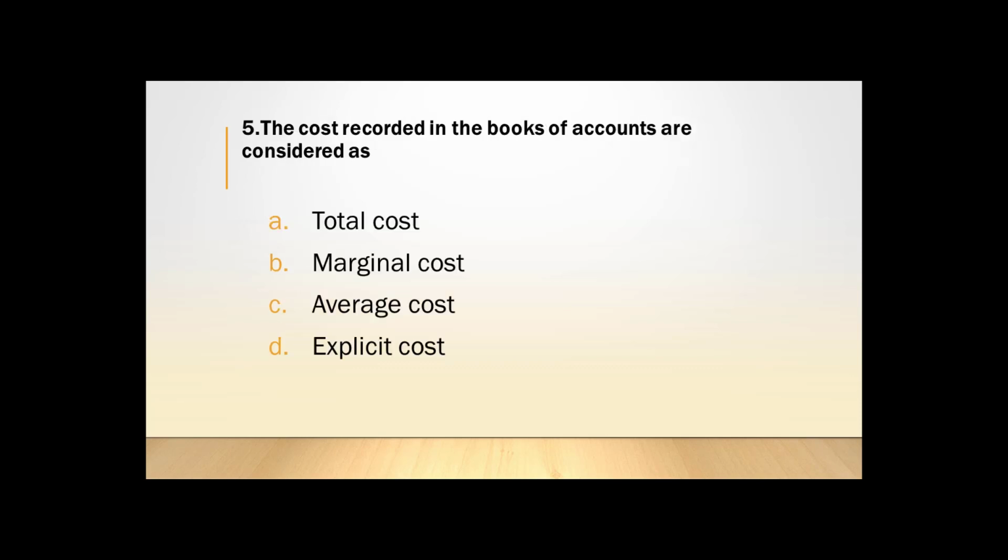Question number 5. The costs recorded in the books of accounts are considered as option A, total cost, B, marginal cost, C, average cost, D, explicit cost. And the correct answer is D, that is explicit cost.